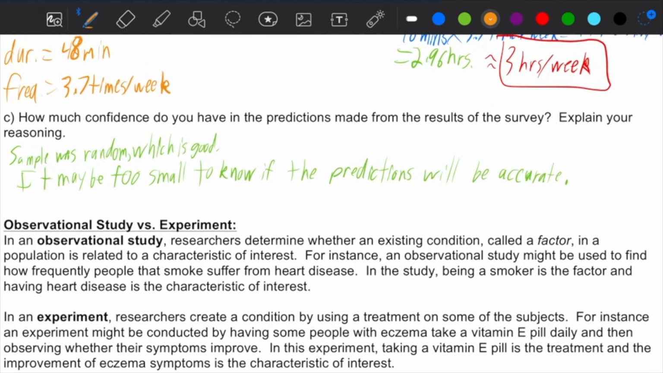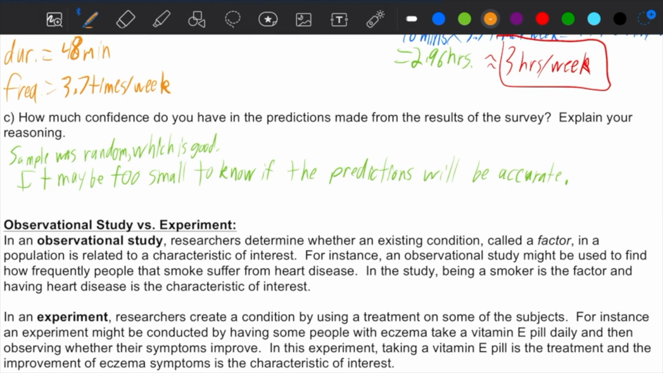All right, let's talk about observational study versus experiment. So in an observational study, researchers determine whether an existing condition, called a factor, in a population is related to the characteristic of interest. For instance, an observational study might be used to find how frequently people that smoke suffer from heart disease. So in the study, being a smoker is a factor, and having heart disease is a characteristic of interest. So that's what they're really tracking is the heart disease, and they're seeing, does smoking change it? Is that a factor in it?